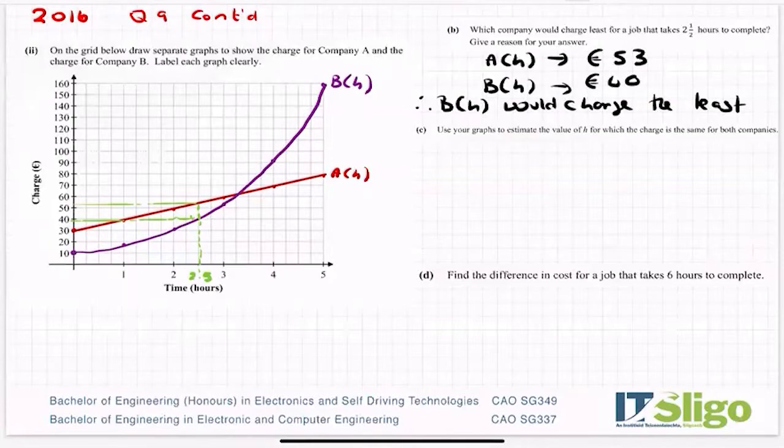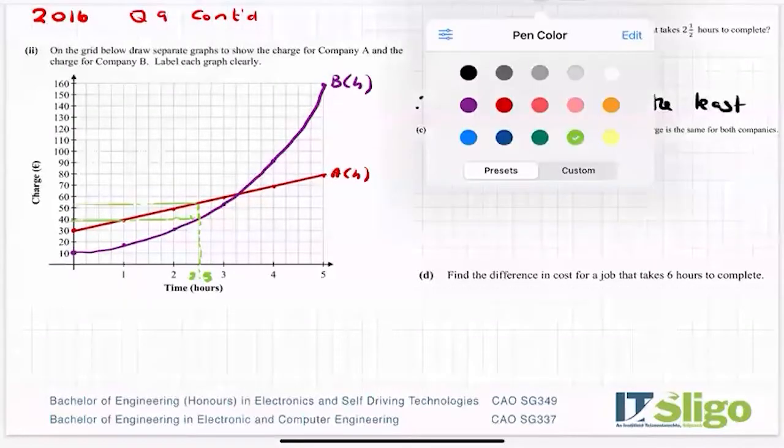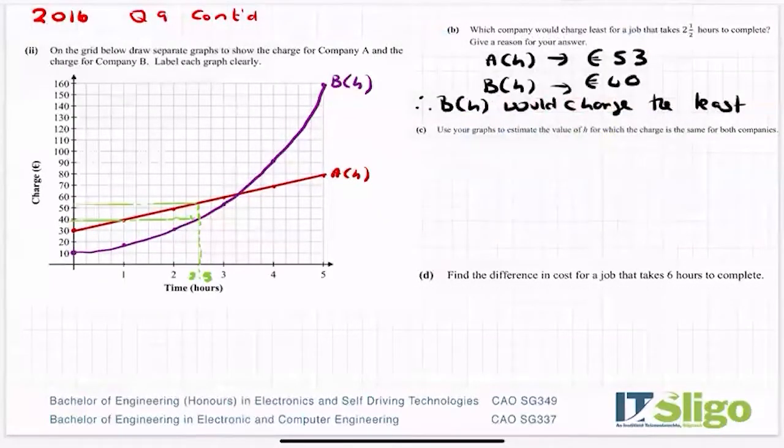So where does it charge the same? Well, it always charges the same where it crosses over. Okay, so let's get a color to play with that, and let us attempt to draw onto the screen again.